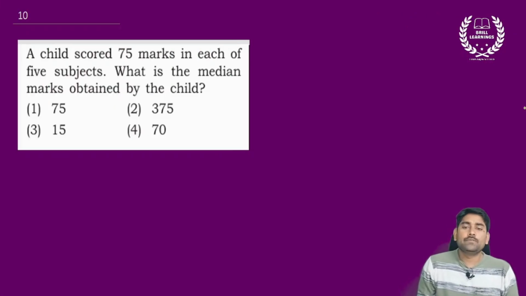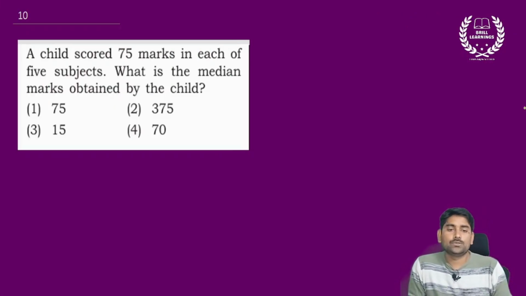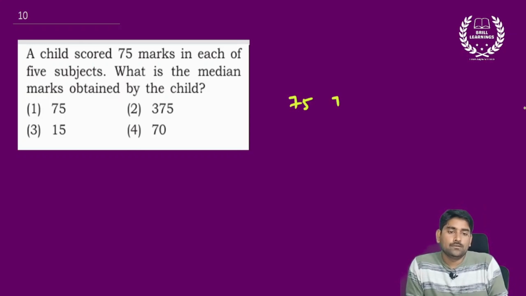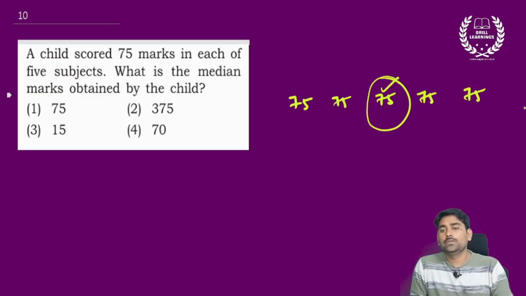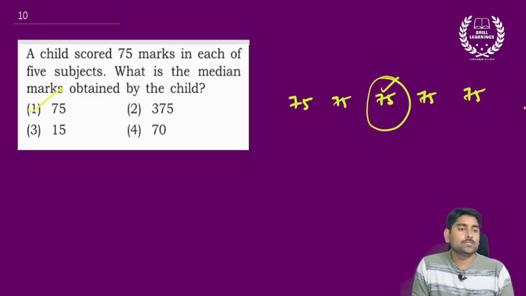A child scored 75 marks in each of 5 subjects. So 75 75 75 75 75. What is the median marks obtained by the child? 75 is the answer. After arranging all the numbers in ascending or descending order, whatever the middle value is, that is our median. So here 75 is the answer. Let's move on to the next question.